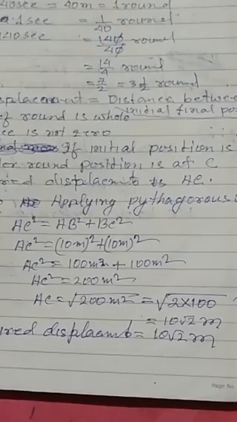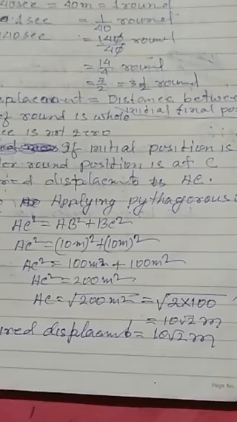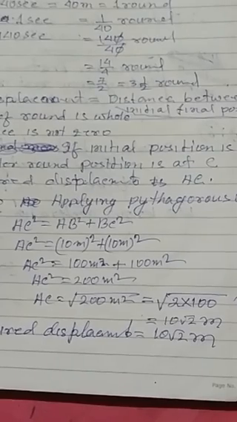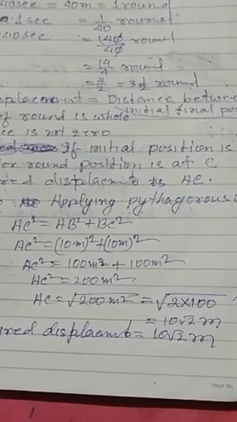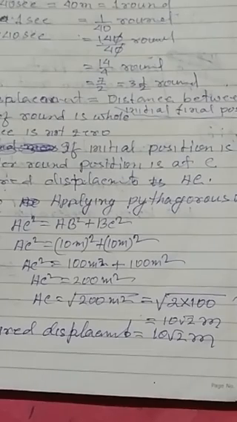A farmer moves around the boundary of a square field. The length of the side of the square field is 10 meters. In one complete round, he takes 40 seconds. If he moves around the boundary of the square field for 2 minutes 20 seconds, what will be the displacement? This is the question. So displacement is the minimum distance between the initial and final position. This is question number 2, page number 100.